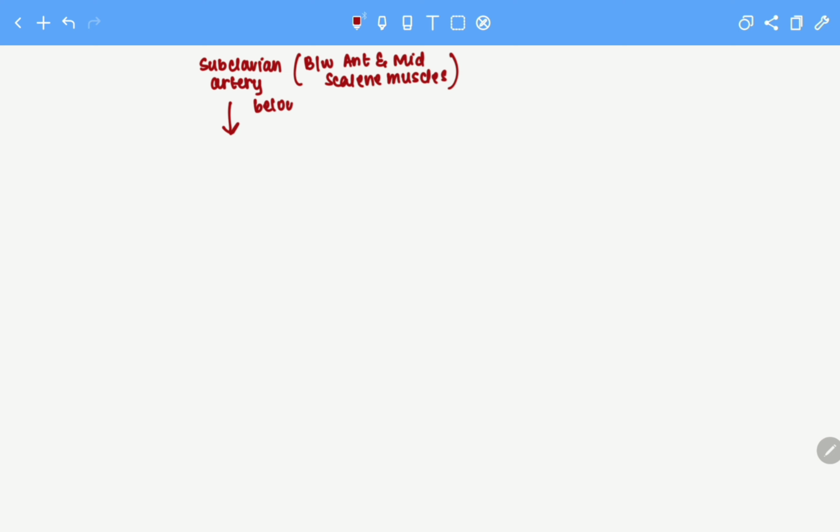Below the clavicle, as its name suggests, subclavian. Sub meaning below, clavian meaning clavicle. So the subclavian artery goes below the clavicle but above the first rib. And once the subclavian artery has crossed the clavicle and the first rib, it's called the axillary artery. Now the axillary artery will pass through the axillary region.